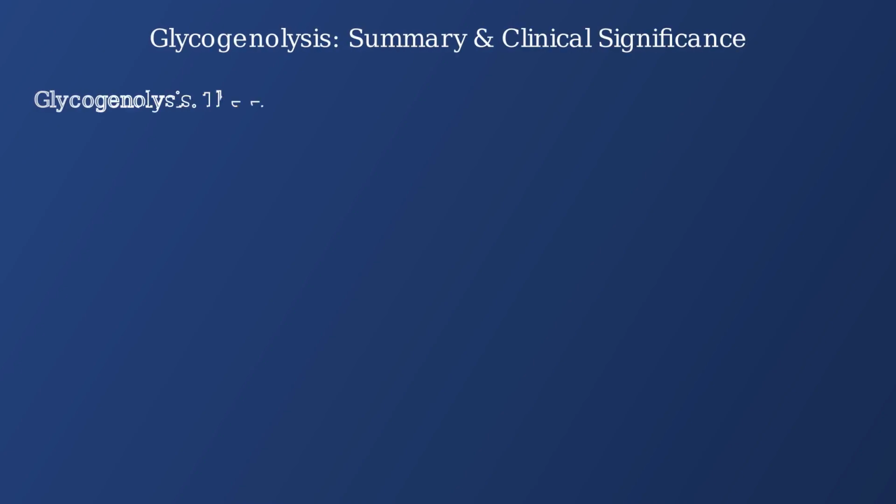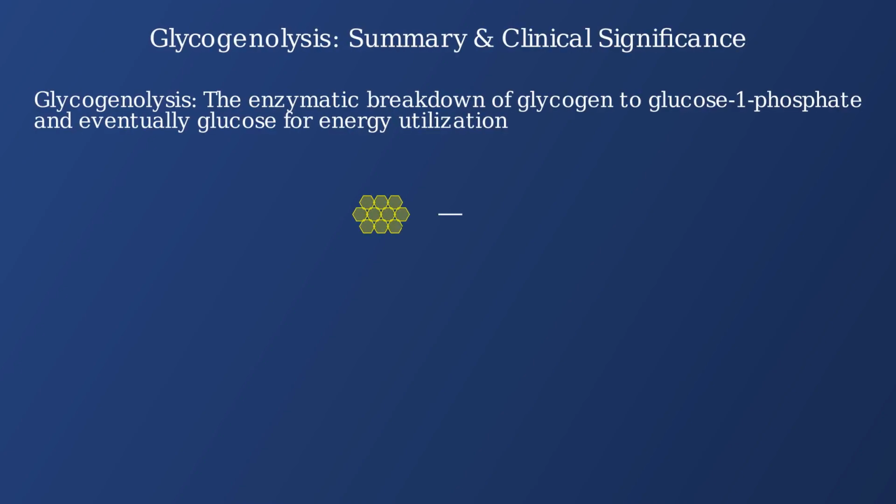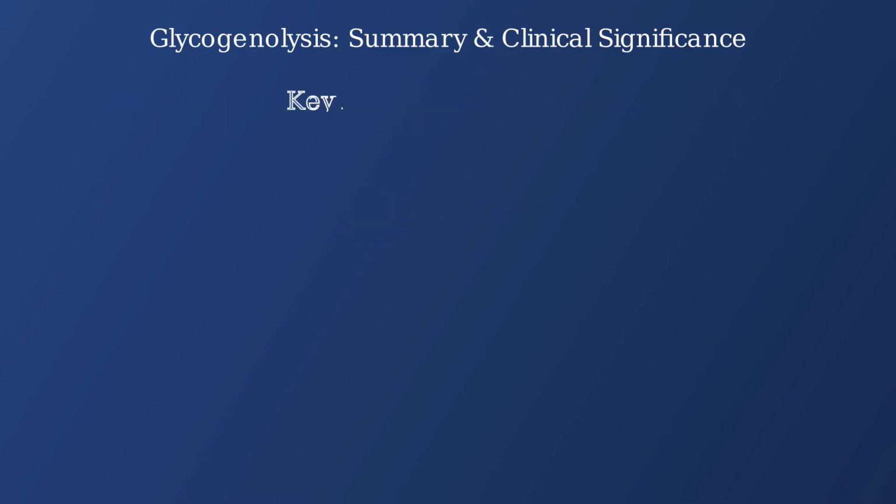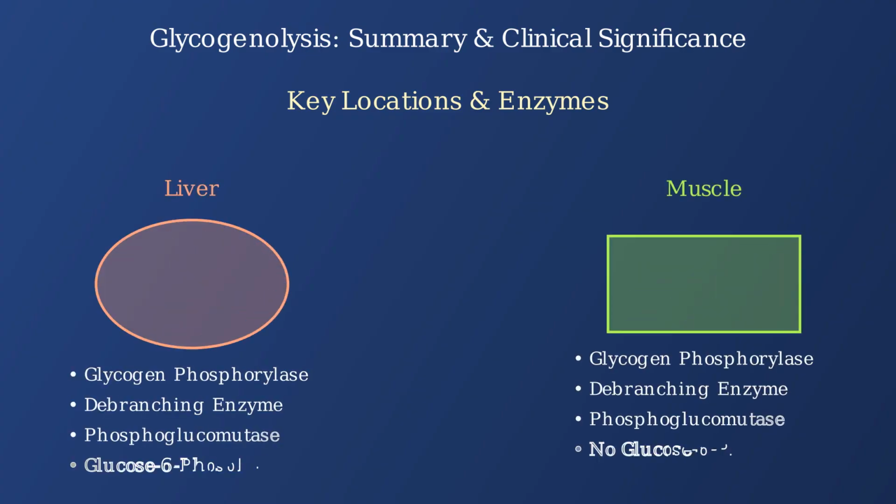Glycogenolysis is the enzymatic process of breaking down glycogen into glucose 1-phosphate, which is converted to glucose for energy use. Glycogenolysis occurs primarily in the liver and skeletal muscle, but through slightly different pathways. Both tissues use glycogen phosphorylase as the rate-limiting enzyme, followed by debranching enzyme and phosphoglucomutase. The critical difference is that liver cells possess glucose 6-phosphatase, allowing them to release free glucose into the bloodstream to maintain blood glucose levels. Muscle cells lack this enzyme and use glucose primarily for their own energy needs.